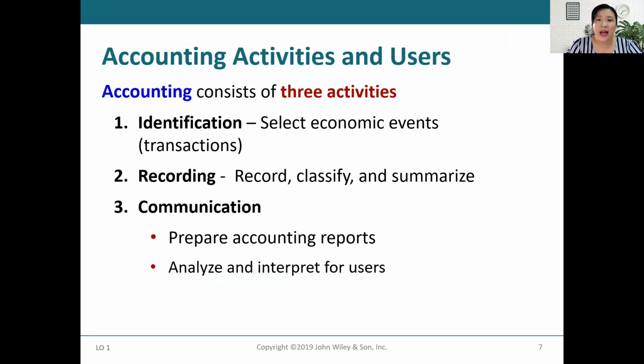All right. So there are three main activities in accounting. The first one is called identification. Identification means you select economic events or transactions. You will look at all the transactions of the company, and then you will select only some economic events to record. And then the second step is recording.